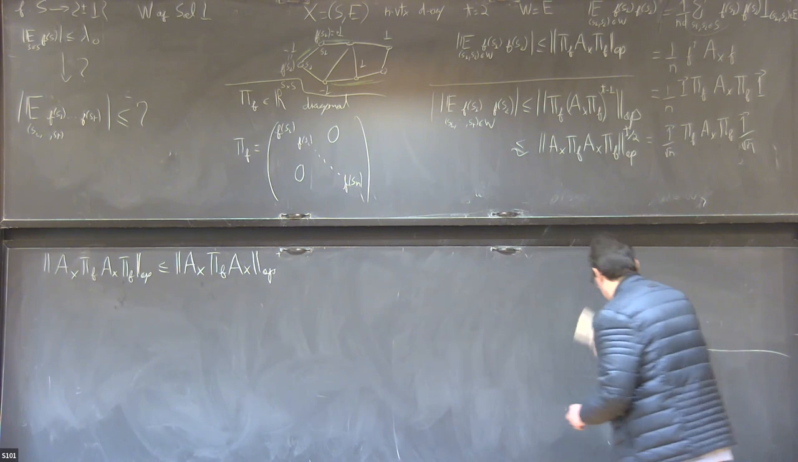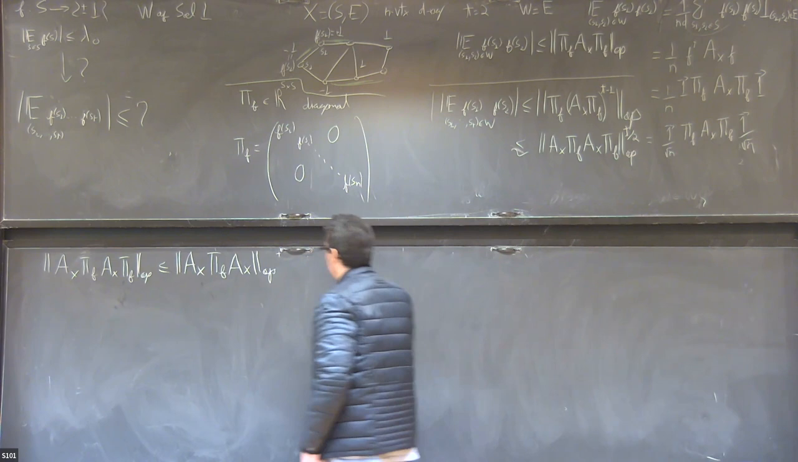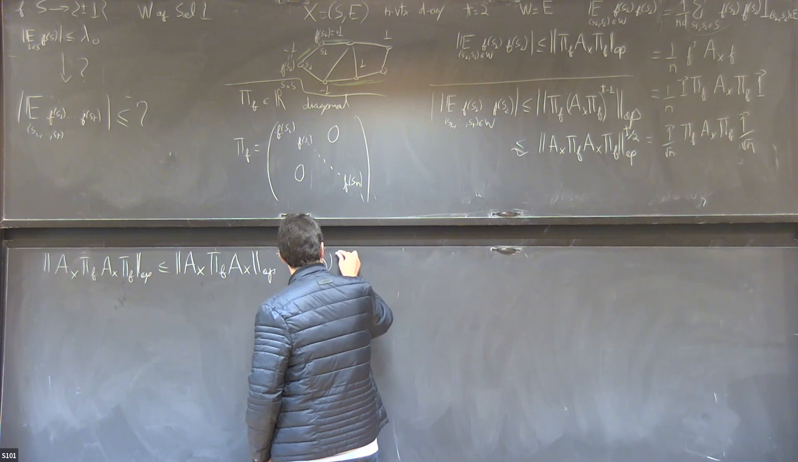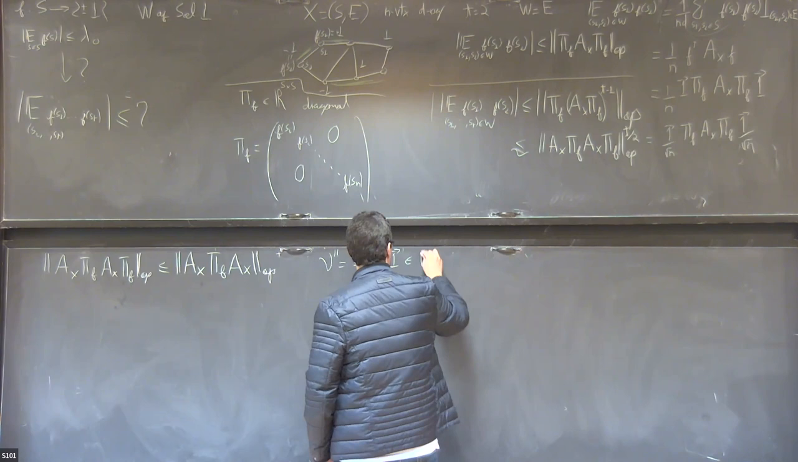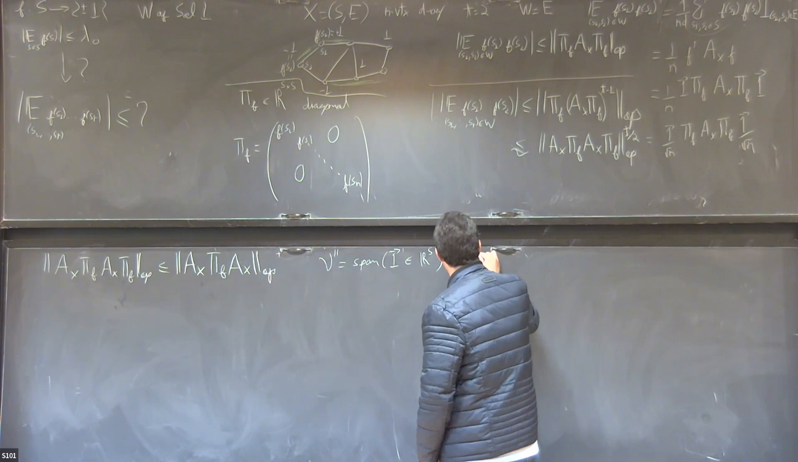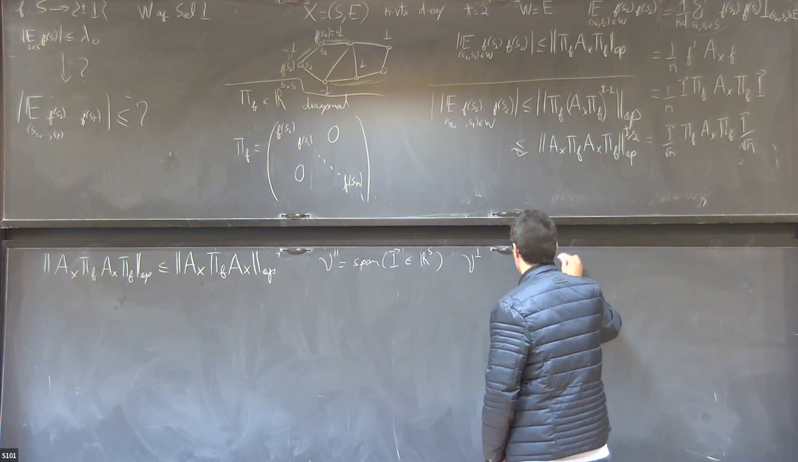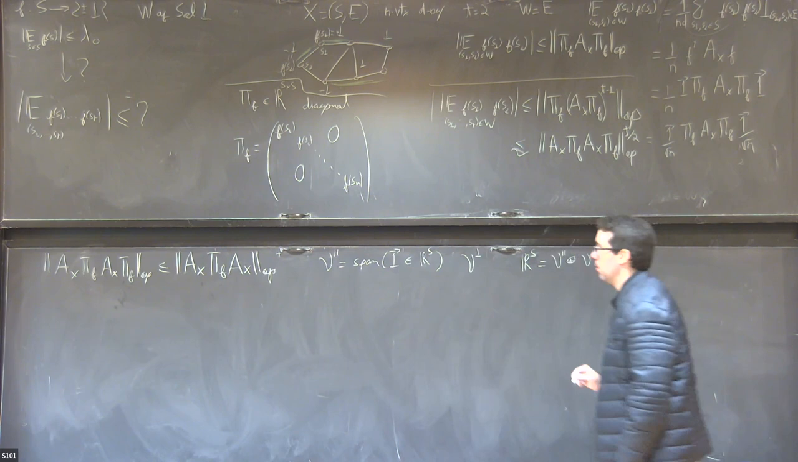So we are going to have some space that's called the parallel space, which is going to be the span of the all-ones vector in R to the S. And then you look at its orthogonal complement, such that the original space R^S can be written as an orthogonal direct sum of these two spaces. We have something like this, right?